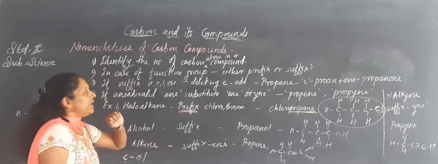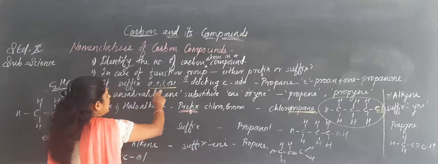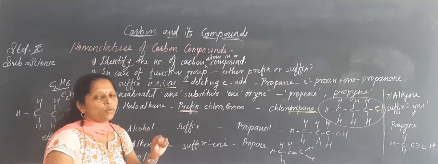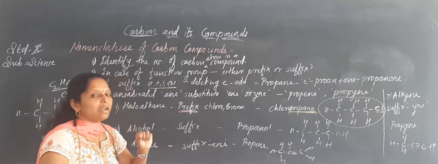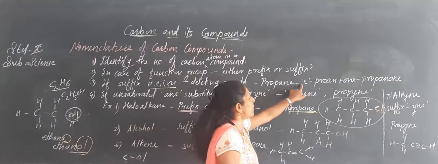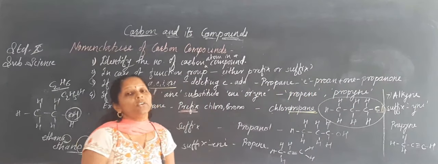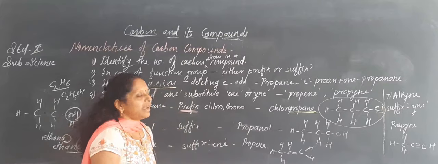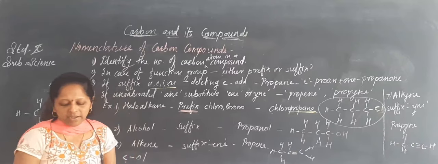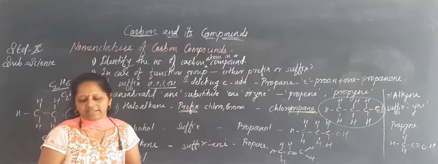So if a suffix is there, like propane, the E is there. If any vowel A, E, I, O, U is present at the end, like propane, P-R-O-P-A-N-E, E is present as the last letter. So deleting that E and adding here O-N-E, when a ketone group is present, you should write propanone. Here we use it as a suffix, where E is replaced by O-N-E. So that is propanone.